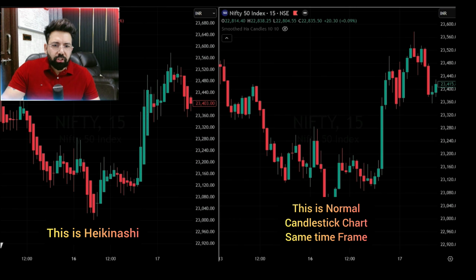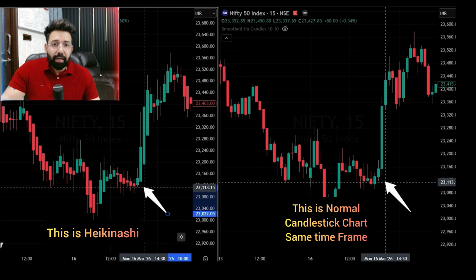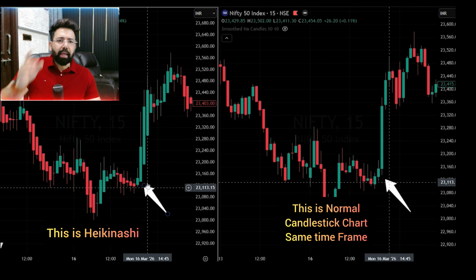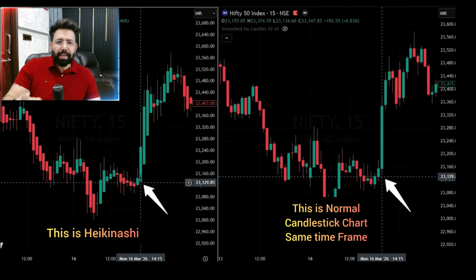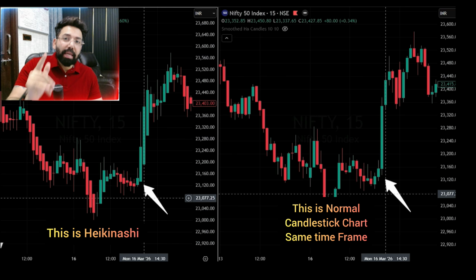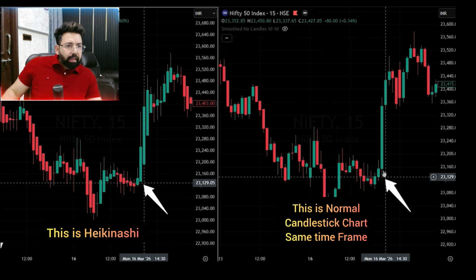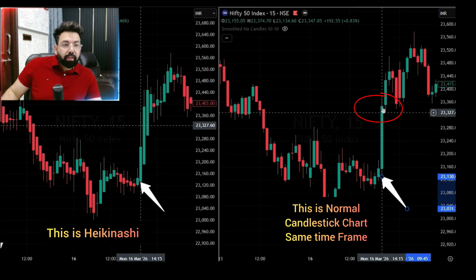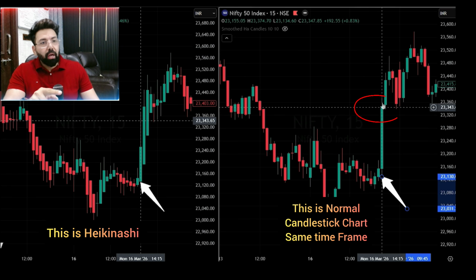So what Heikin-Ashi is telling you here is that Nifty is going to go up, and one can consider maybe entering into puts, etc. But Heikin-Ashi does not show you the full picture, because Heikin-Ashi gives you smooth entries, but Heikin-Ashi gives you late entries. Have a look here. This Heikin-Ashi candle sort of gives you a bullish move, but if you look at the normal candlesticks, it's telling you that the move has already happened.